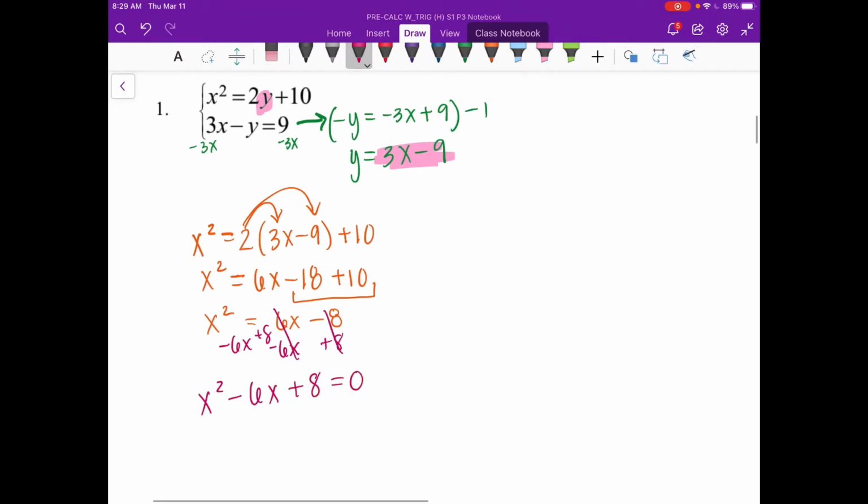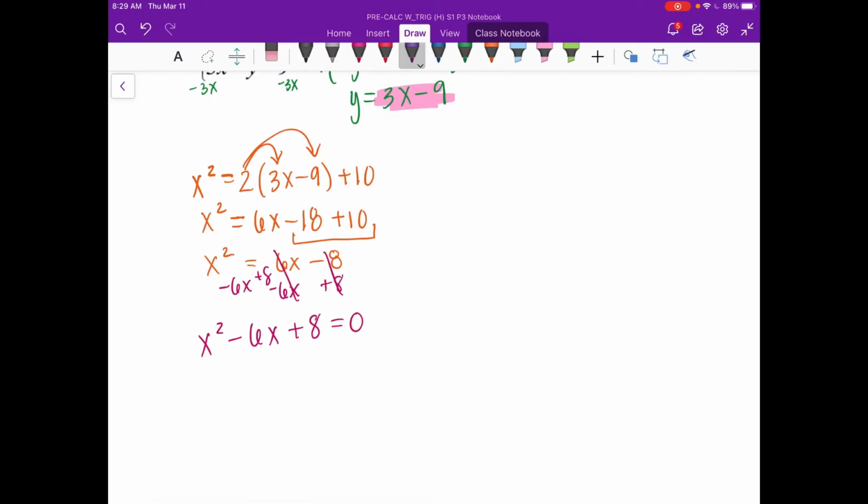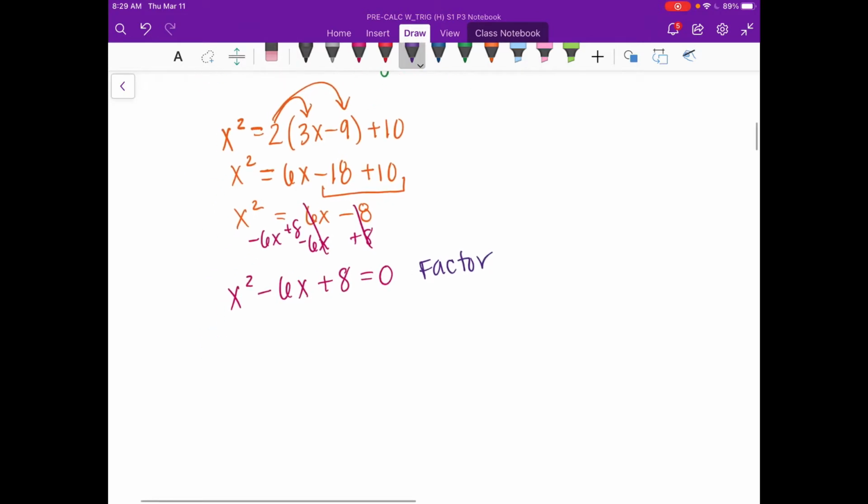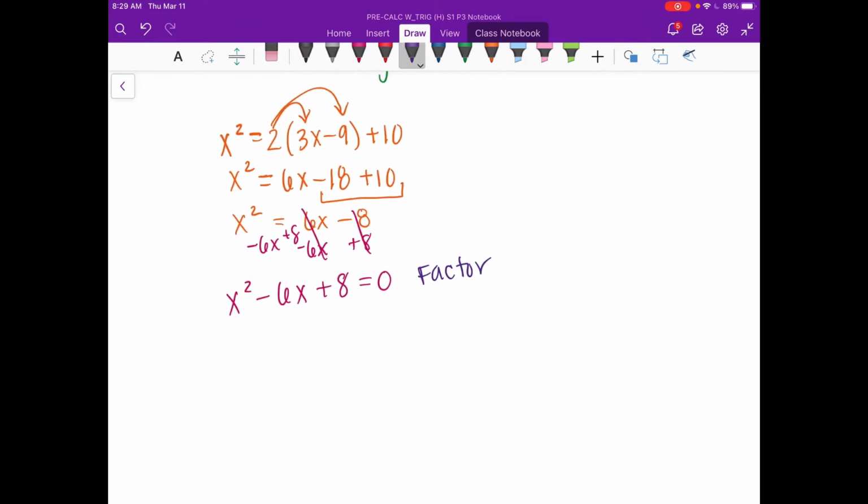So now that this is a quadratic, I can go ahead and factor from here. So thinking about what two numbers multiply to 8 but also add up to negative 6. So we know it's going to be 2 and 4 somehow. But then some of them need to be negative for their sum to be negative. So in this case, it is actually both of those.